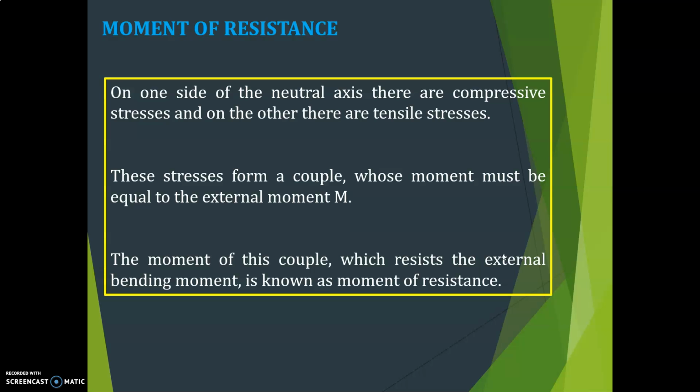We'll see what is moment of resistance. On one side of the neutral axis there are compressive stresses, and on the other there are tensile stresses. These stresses form a couple whose moment must be equal to the external moment M. The moment of this couple which resists the external bending moment is known as moment of resistance.